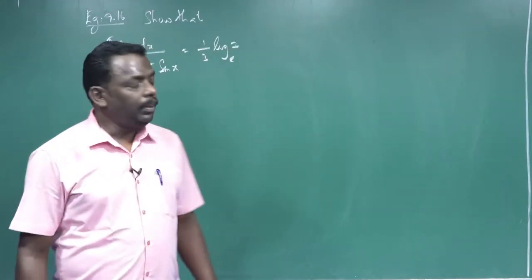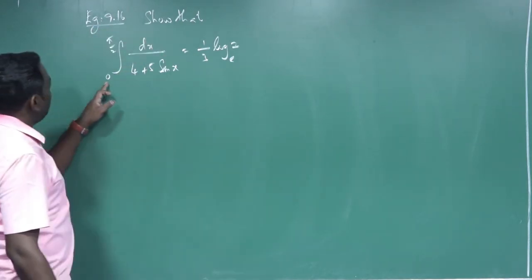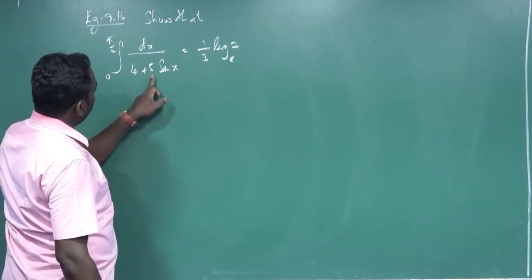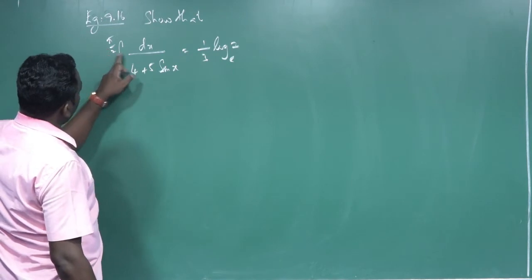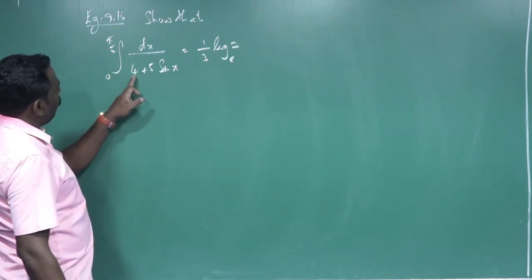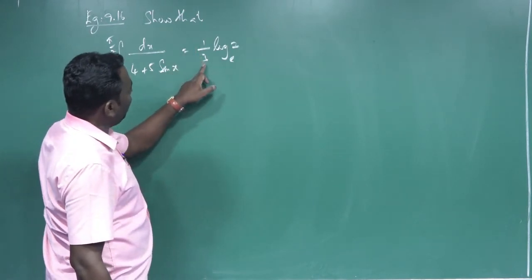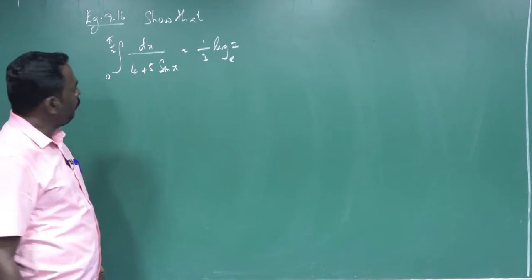The next example, 9.16. Show that the integral from 0 to pi by 2 of dx by 4 plus 5 sin x is equal to 1 by 3 into log 2 base e. Log 2 base e, we want to show that.